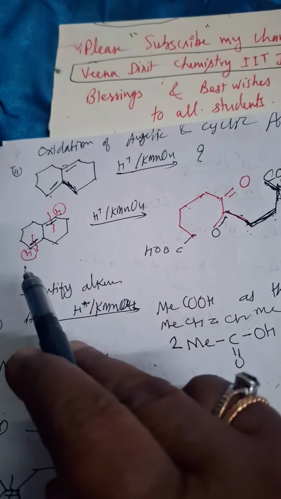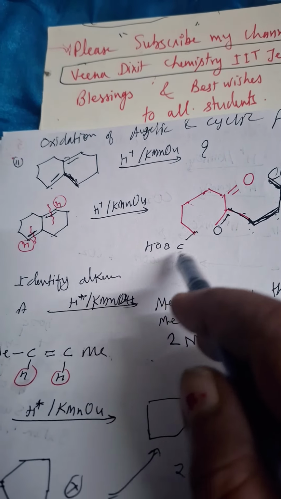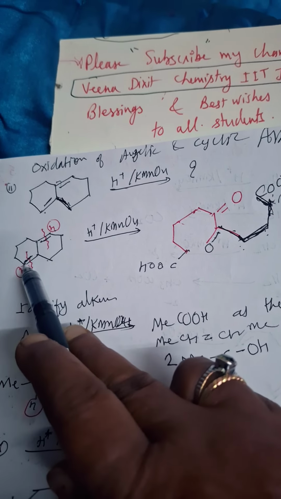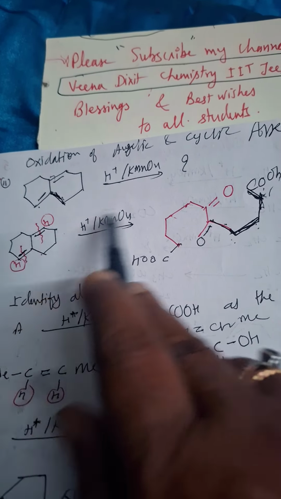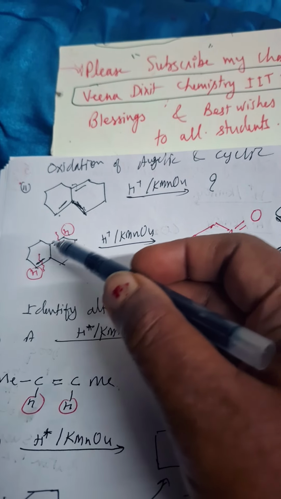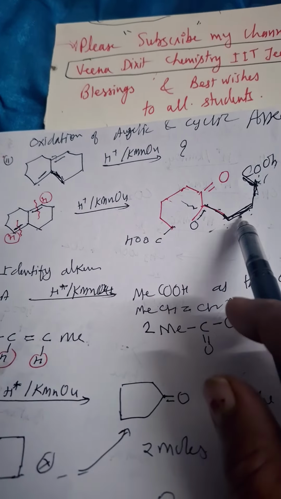So what will happen? The carbon which is having hydrogen will be cleaved and it will be converted into COOH. So when cleavage occurs here, this carbon is having a carboxyl group and this carbon is having a keto group. Like this, see here, this carbon will have a keto group and this carbon will have a COOH group. So see this structure. Clear?